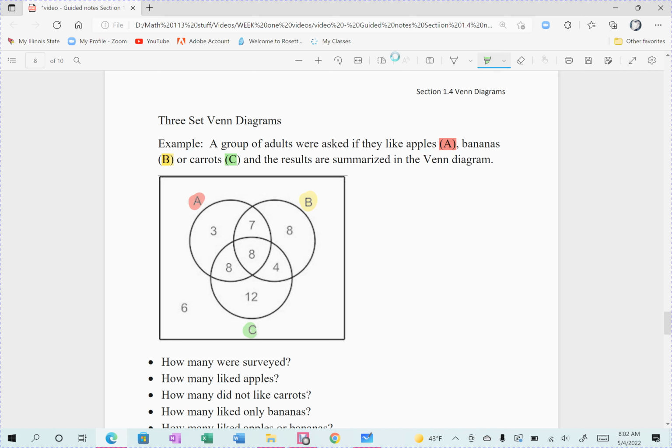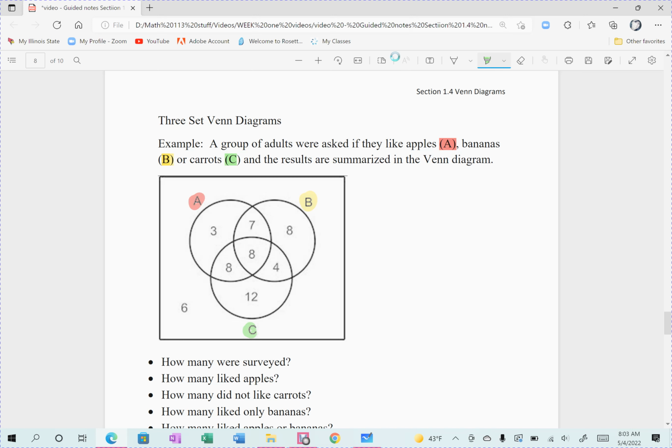So there's this 6 on the outside here. That 6 would represent 6 people who were surveyed that are not in my 3 circles, which means they do not like apples, do not like bananas, do not like carrots. This 12 that's in circle C would represent 12 adults in the survey that like carrots, but not apples and not bananas, right? Because they are only in the carrot circle. They're not in any other circle, and so that's that group.